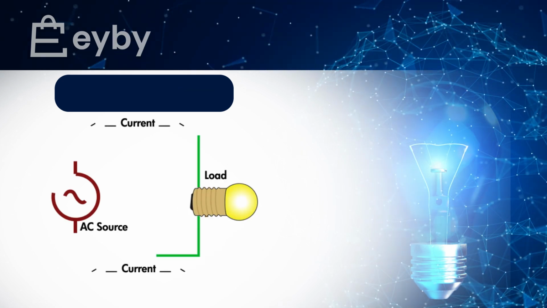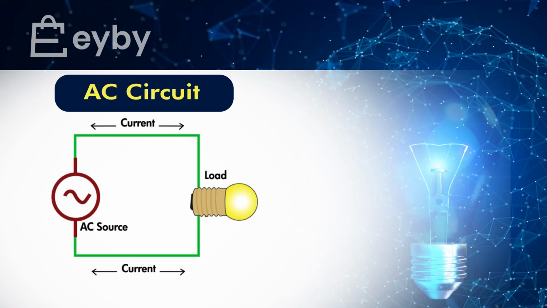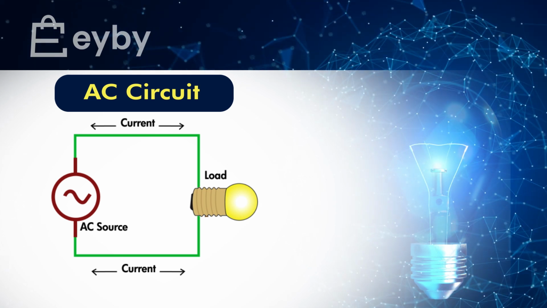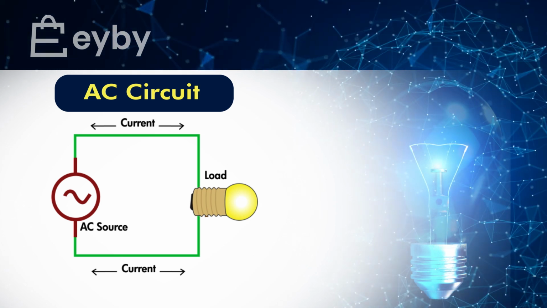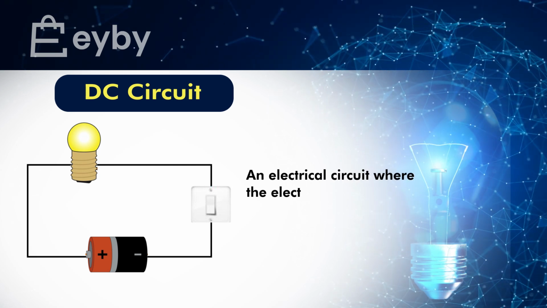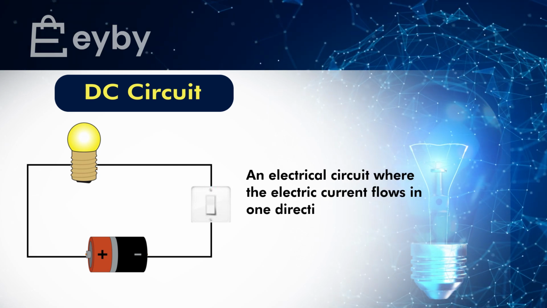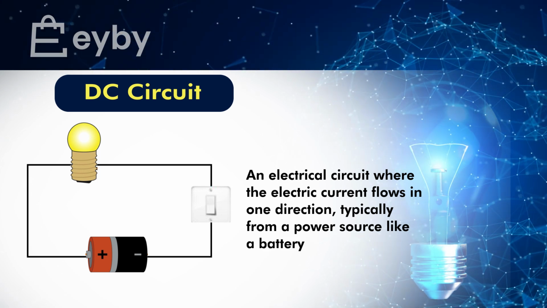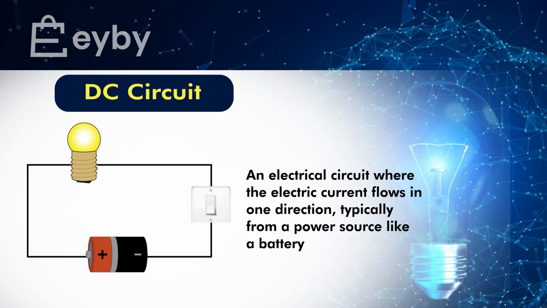In an AC circuit, the current changes direction back and forth regularly. It is the type of electricity used in homes and industries. A DC circuit is an electrical circuit that uses a constant voltage or current source and resistors to allow electric current to flow in one direction, used in batteries and electronic devices.